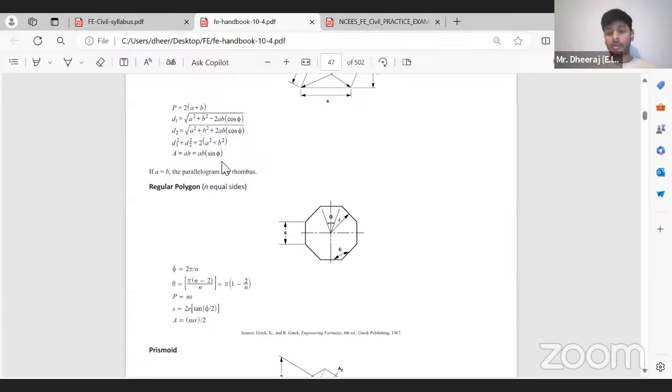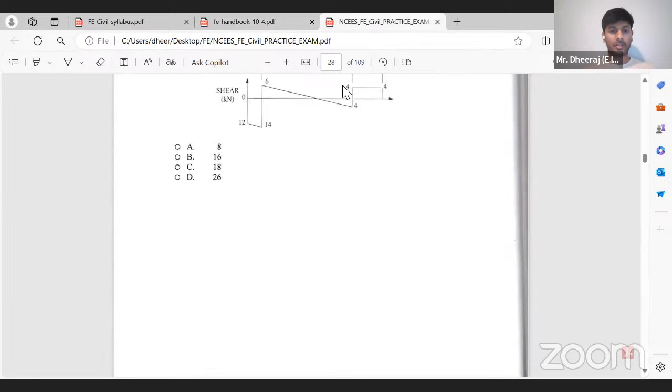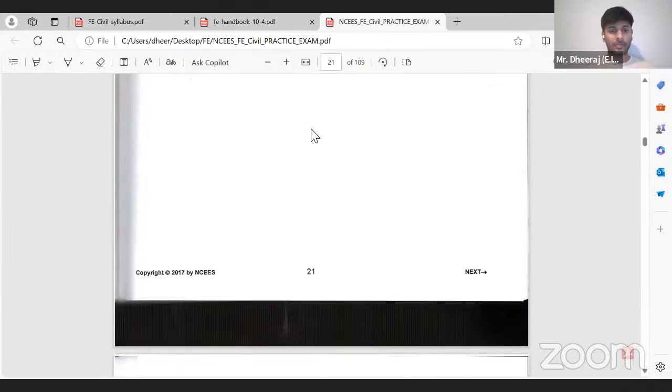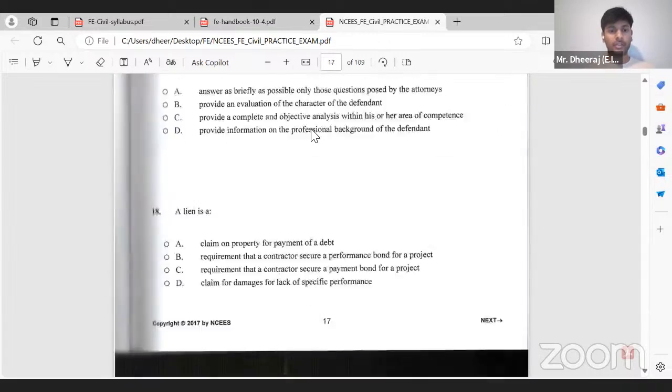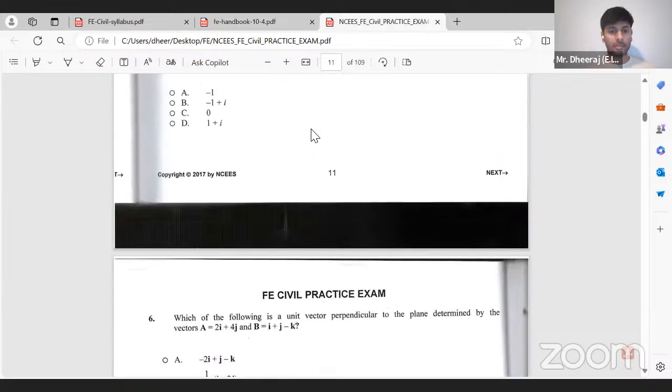One more important thing about mathematics is that it is the highest scoring and easiest subject compared to the others. You will have almost 10 to 15 questions out of 110 from mathematics, and they are going to be very simple, very easy. When I gave my exam, I got 15 or 16 questions and I was able to solve them. Let me show you this practice paper, so you understand how easy it is. Mostly you will start with mathematics in the beginning.